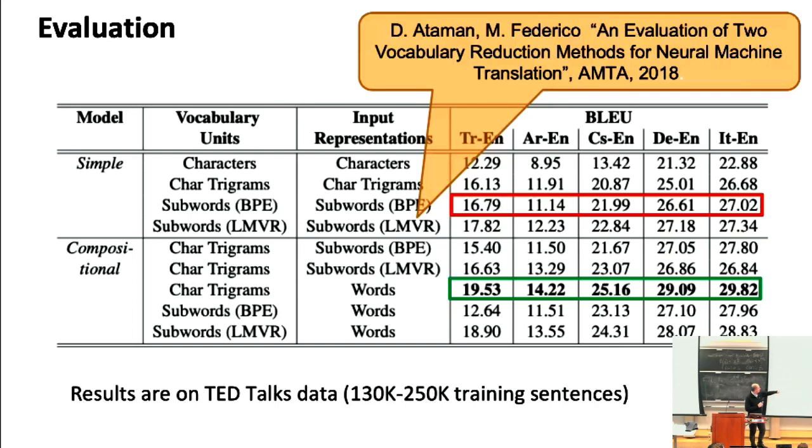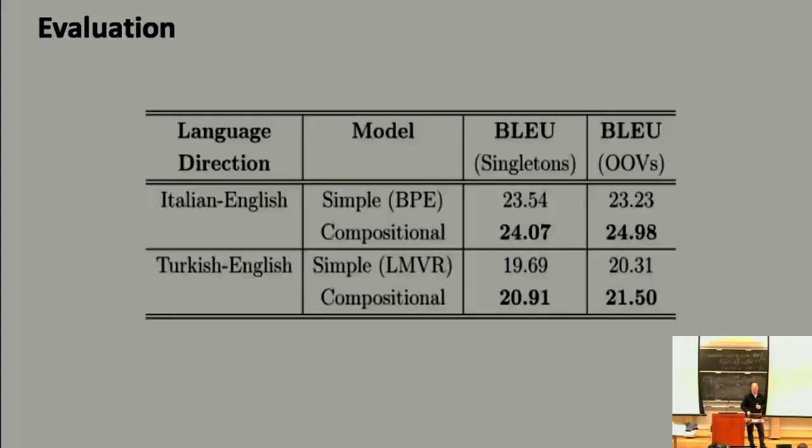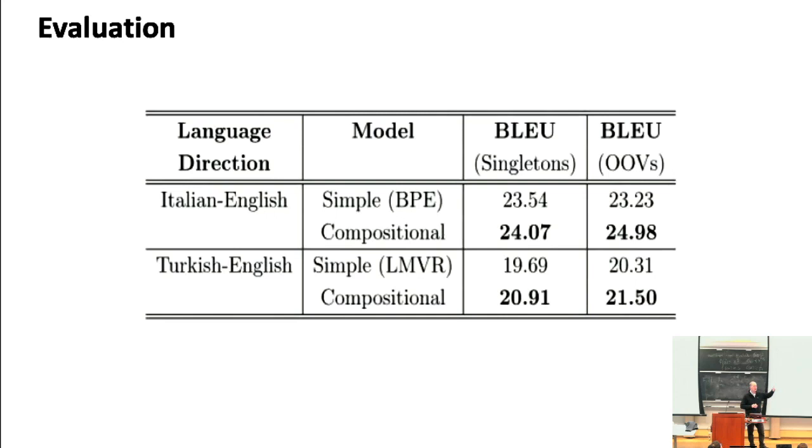And we tried this compositional approach by using character trigrams to generate representations for subwords, for BPE or for these subwords from LMVR, or directly the words, so the word types observed in the text. We started also compositional representations from BPE or from LMVR. So we tried all the different combinations. So good results, starting from characters with small context, give the best result with respect to all approaches. So it seems to be a good way to handle morphology. It's always translating towards English here.